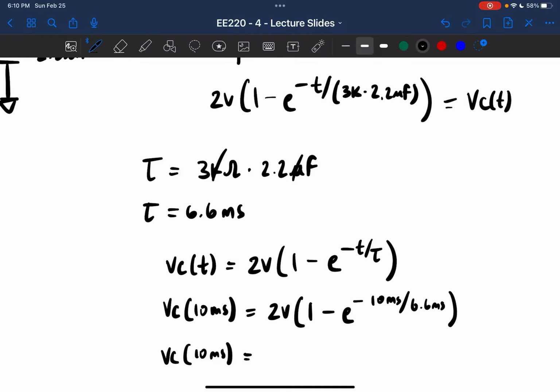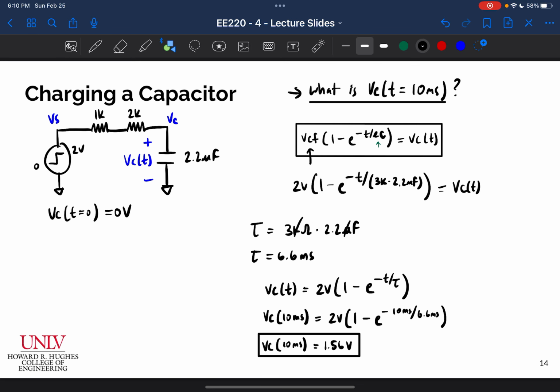Sorry, all right, so let's go. I'll start with the negative 10 over 6.6. Negative 10 over 6.6, I want to go e to the power of that. Okay, 1 minus that answer, and I multiply that by 2, and my answer is 1.56 volts, okay? All right, so I just determined the voltage.